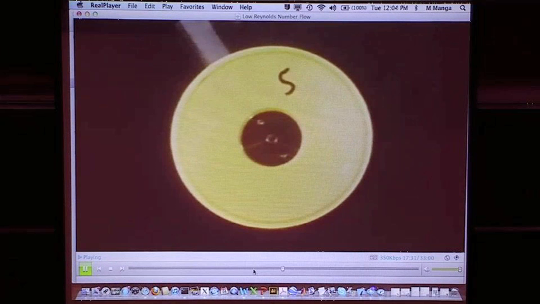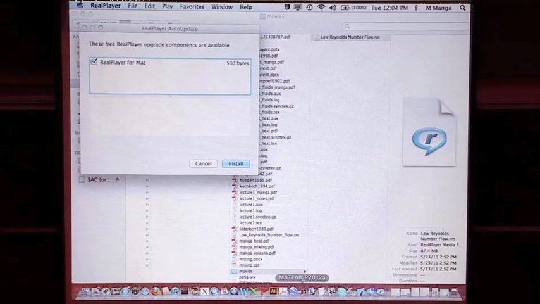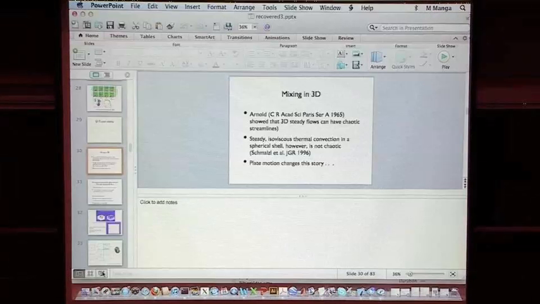Okay. The rest of that movie is really quite good too, but not so relevant for mixing. Okay, so for the most part so far, we've been talking about two-dimensional flows. We live in a three-dimensional world.